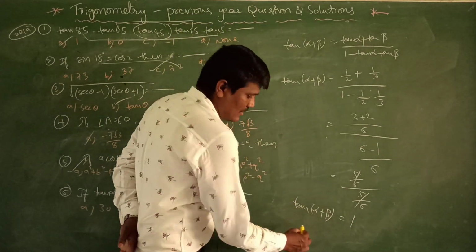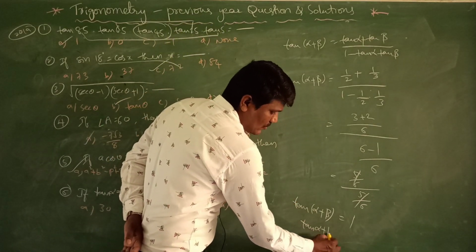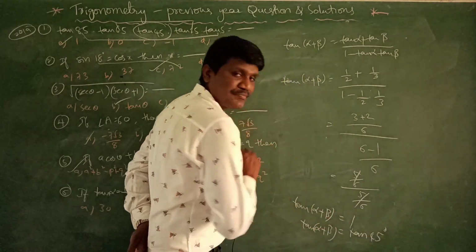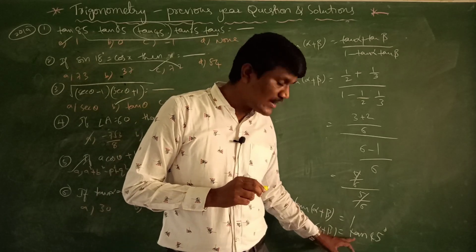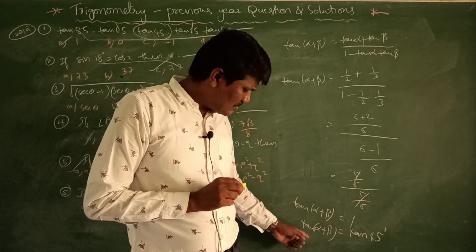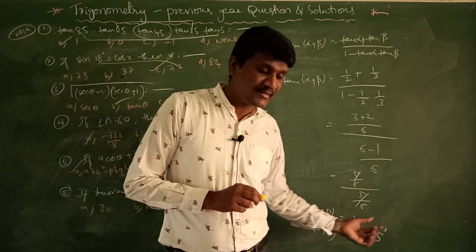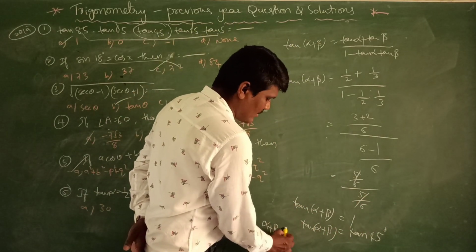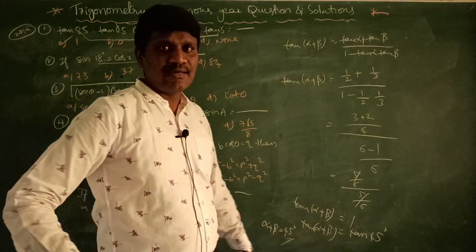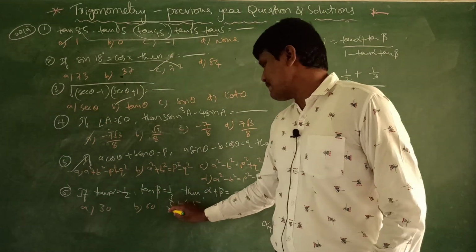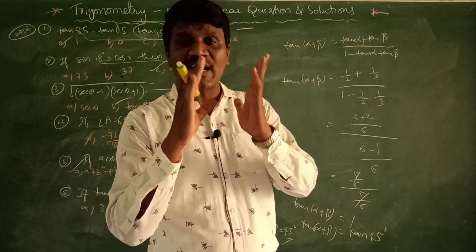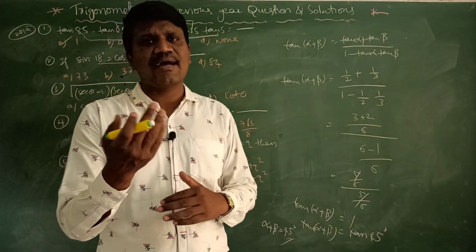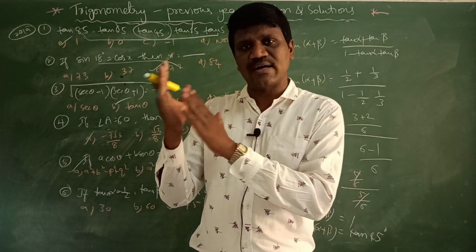That means just observe here, tan alpha plus beta is equal to 1. 1 is nothing but I can write tan 45 degrees. So tan alpha plus beta is equal to tan 45, then what is alpha plus beta? Alpha plus beta value is 45 degrees. So this is the answer. Let's see, is it there in options? Yeah. Sometimes they may give pi by 4 or sometimes they may give 45 degrees. So you should convert and write. If it is given as pi by 4, it is 45 degrees.